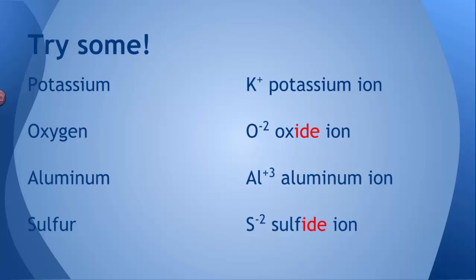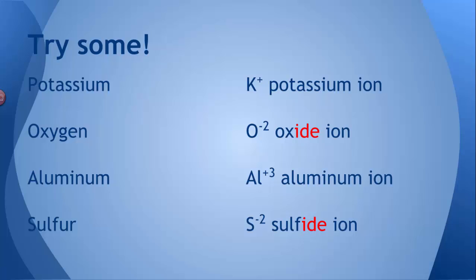Did you get K with a +1 charge for the potassium ion? Potassium's a metal. It's going to lose 1 electron to become isoelectronic to argon, and that will give it a +1 charge, and we call it potassium because it's positive. It doesn't change its name. What about oxygen? Well, oxygen has 8 electrons, very close to neon with 10.